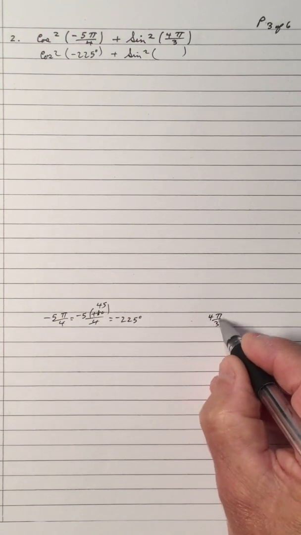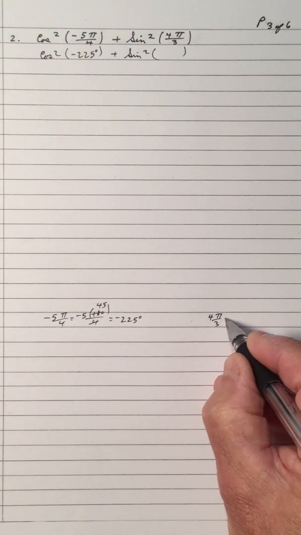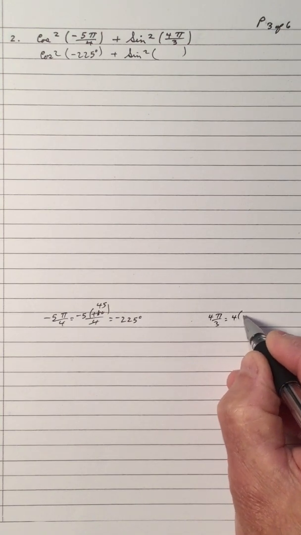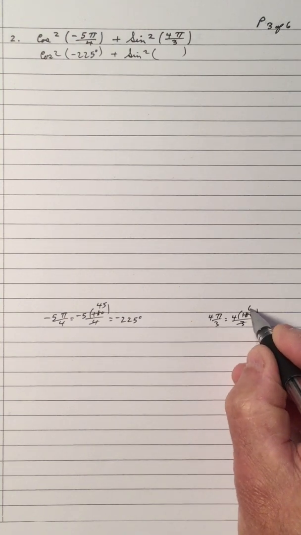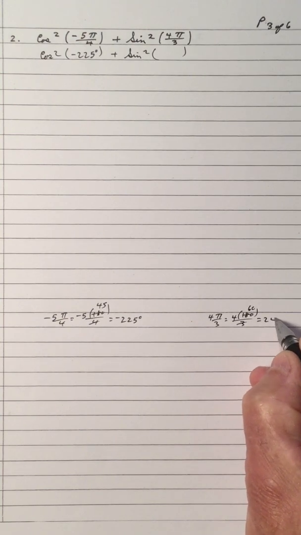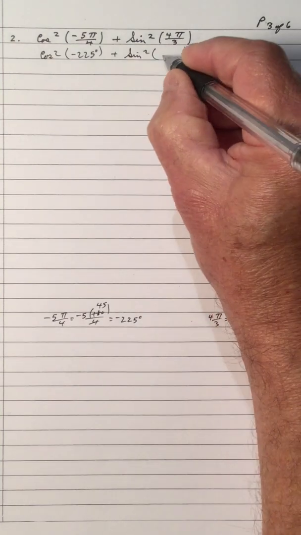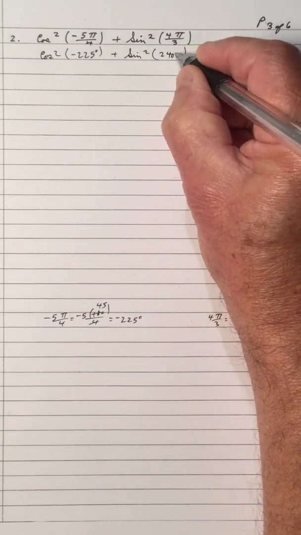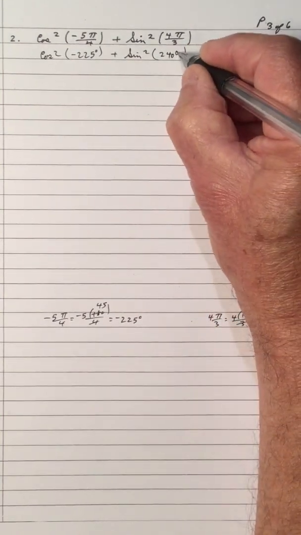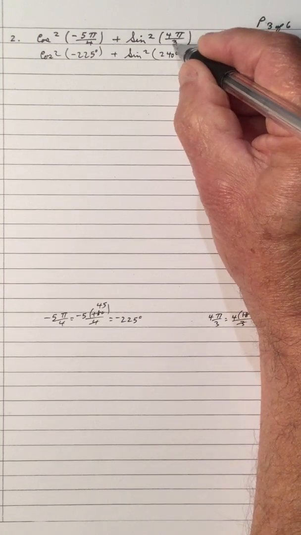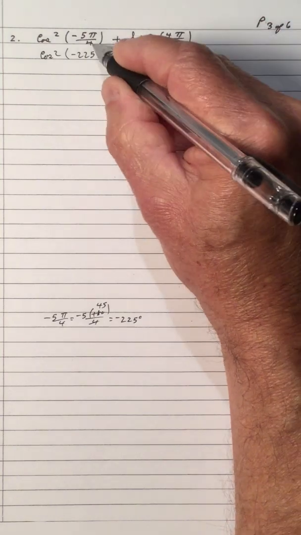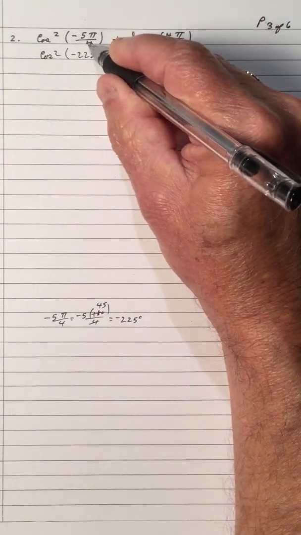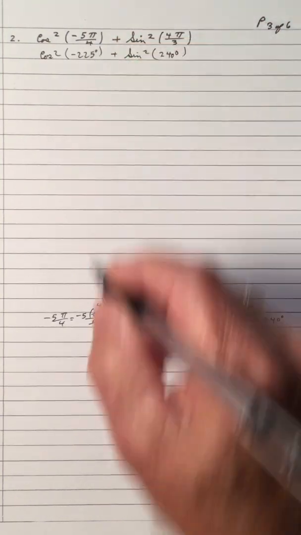And again, notice that pi over 3 is 60. Let's see. Pi is 180 divided by 3, and 3 into 180 is 60. So that's a 240. So that's 240 degrees. Remember, pi over 3 is 60. So the reference angle is going to be 60 when I plot the 240. The reference angle here is going to be 45 when I plot the negative 225.